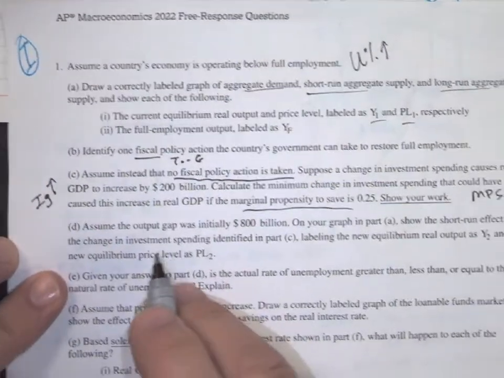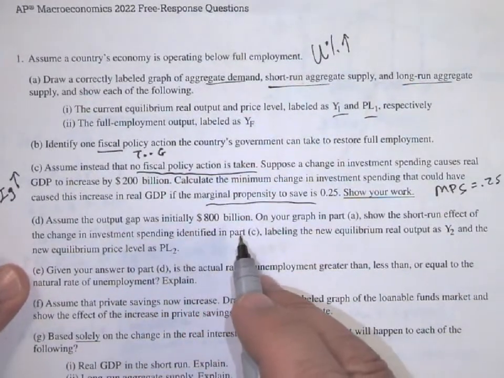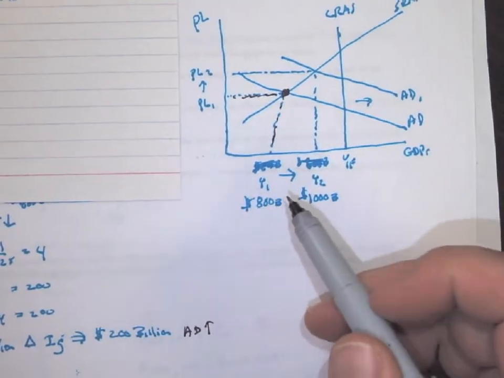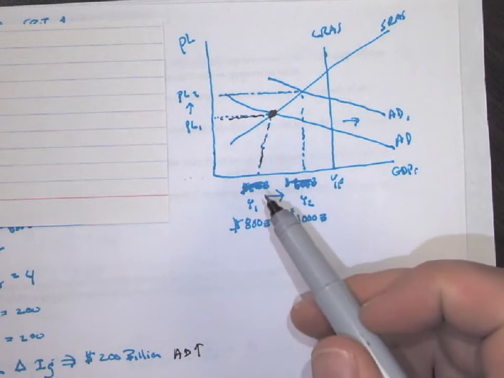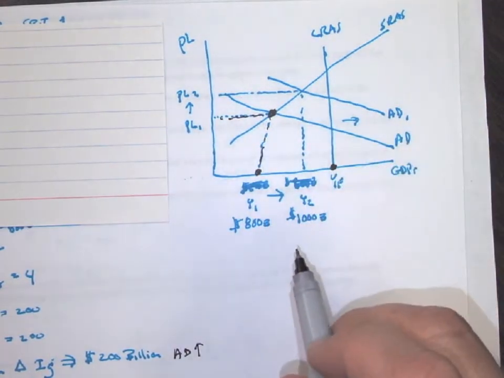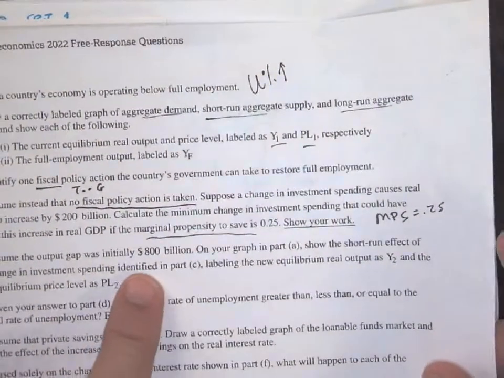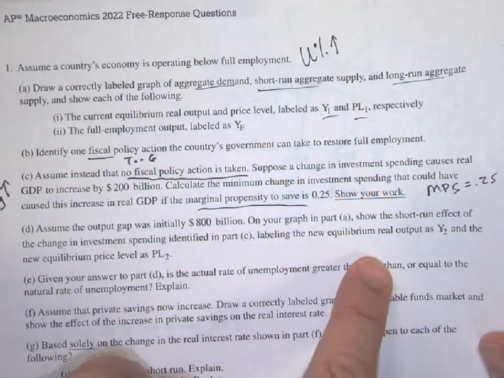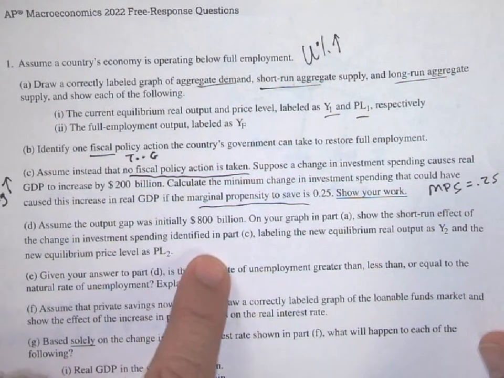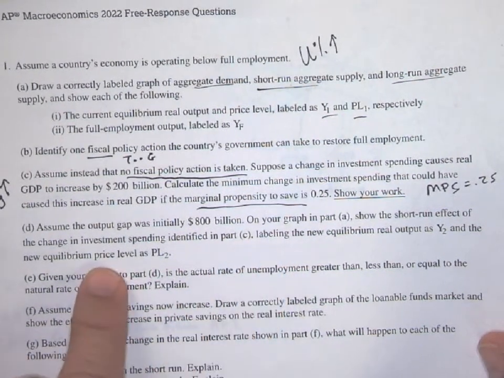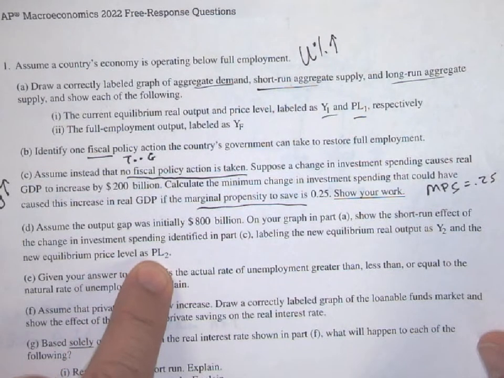Assume the output gap was initially $800 billion. So what that means is that you don't have to label the money, but I just did this to help me think of it. So I know that $800 billion was that gap from right here to right here. That's how much our shortfall of GDP was. And so what they're asking is, if we were short a recessionary gap of 800 billion on your graph in part A, show the short-run effect of the change in investment spending identified in part C, labeling the new equilibrium real output as Y2 and the new price level as PL2.